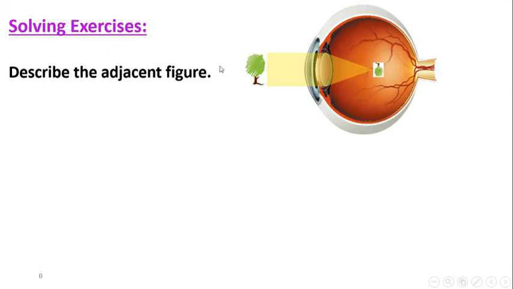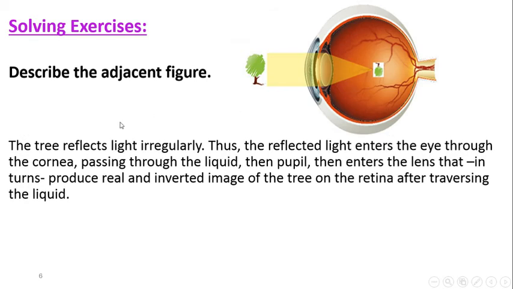So what we are seeing here, we will write it in a paragraph. This is the meaning of describe. Everything we are seeing here should be written in a paragraph. So we say the tree reflects light irregularly. As the tree is an opaque object and a rough opaque object, it can reflect light irregularly. So the first sentence: the tree reflects light irregularly.